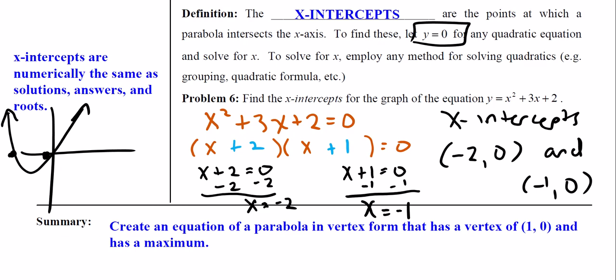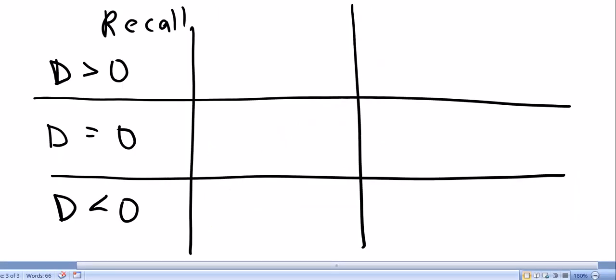For your summary, create an equation of a parabola in vertex form that has a vertex of (1, 0) and has a maximum. Doesn't matter what number you want for a, just put one that will give you a maximum. Let's take a moment to recall before we hit problem 7.